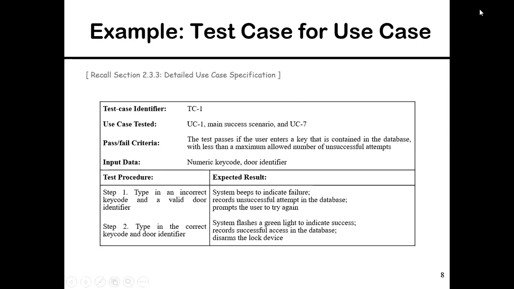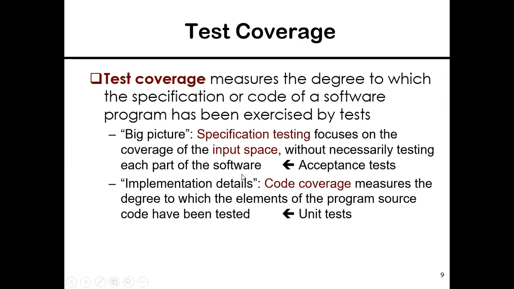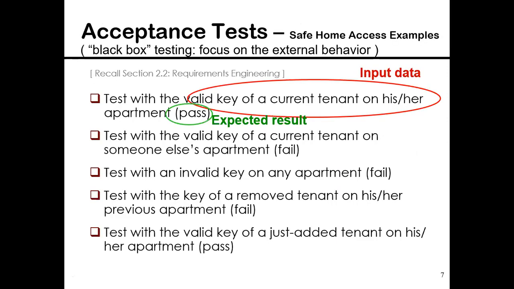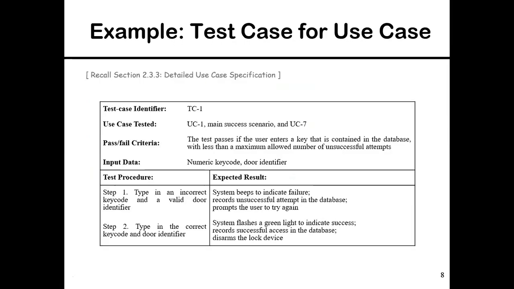So here, this is how you carry out a test case for a use case. The use case is the user enters a key that is contained in the database with less than the maximum allowed number of unsuccessful attempts. Let's say you're trying to log in. So you create a test procedure and the expected result. So, test coverage. Now we have looked at the use case and the logical organization of testing, an example of a test use case.